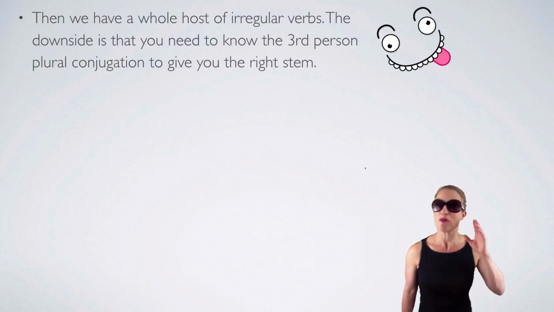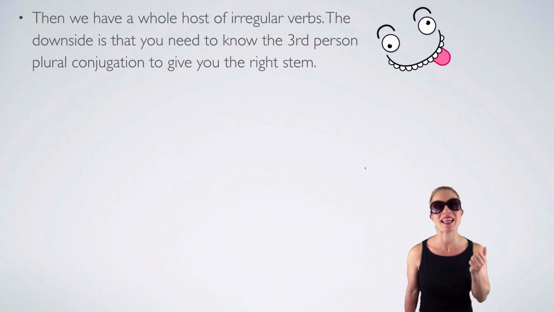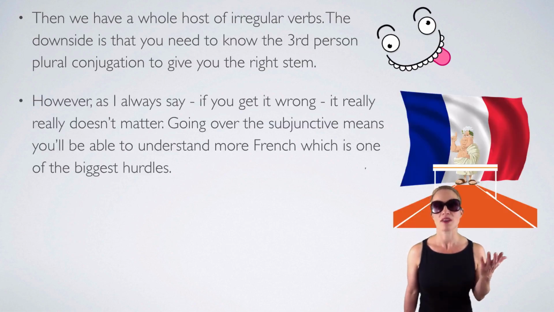Then we have a whole host of irregular verbs, the quirky verbs. The downside is that you need to know the third person plural conjugation to give you the right stem. However, as I always say, if you get it wrong, it really doesn't matter. Going over the subjunctive means you'll be able to understand more French, which is, after all, one of the biggest hurdles.